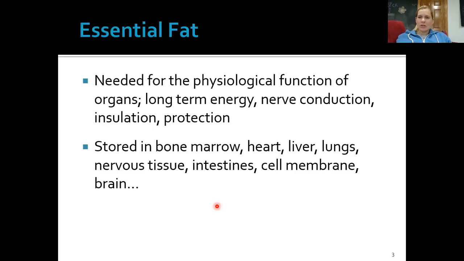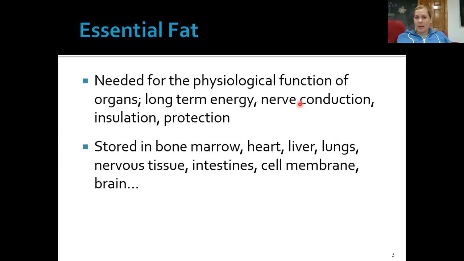So again, as I mentioned, we think about essential fat. Males need 3%, females need 12%. What are we using this for? I kept it pretty vague in the previous slide, just saying that it's needed for physiological function of organs, but it's also important for a variety of other reasons. So long-term energy: we need to have something stored if we were to put ourselves in some sort of starvation situation, then we need to have enough fat stored in order to maintain ourselves.